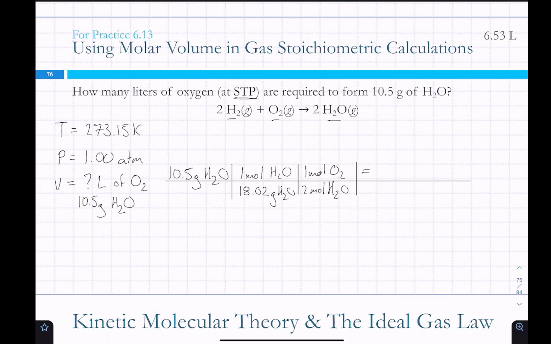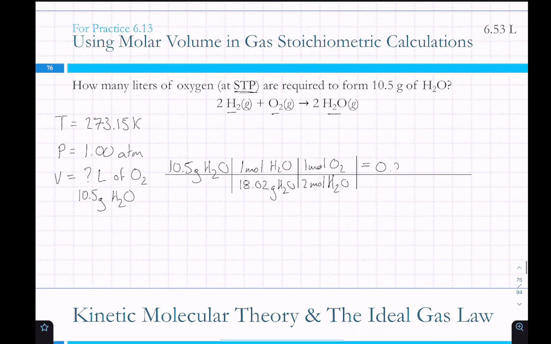So 10.5 times 1 times 1 divided by 18.02 divided by 2 is 0.29134. Always keep a few extra sig figs. You said 2 after usually, right? At least 2. So that would be at least 2, right? Yeah, 3 sig figs. So that's moles of oxygen.